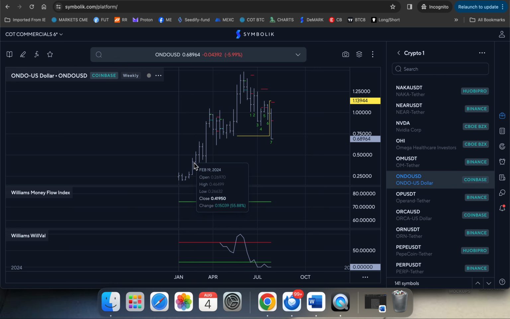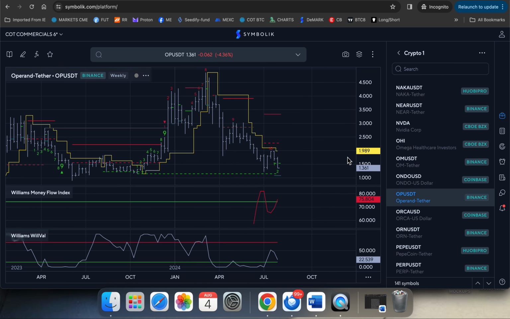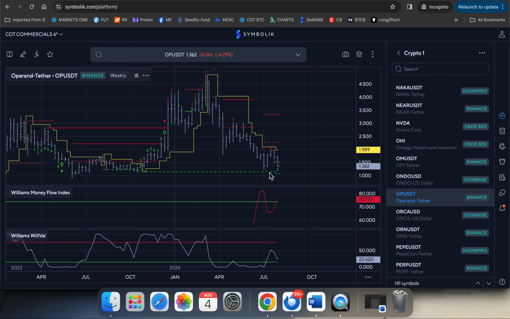I might throw in 42 cents also in that zone. You get one, another one at 50 cents. Like I say, OP. It's got one at $1.15. Another one at $1.08.